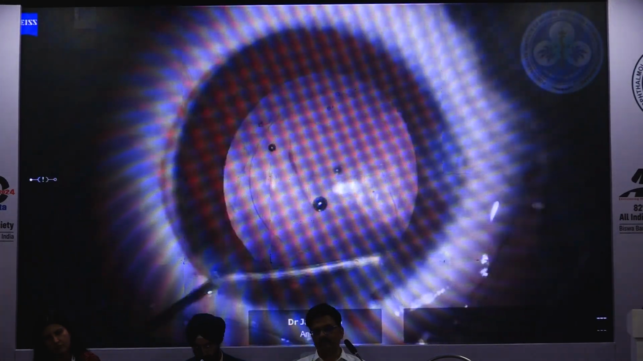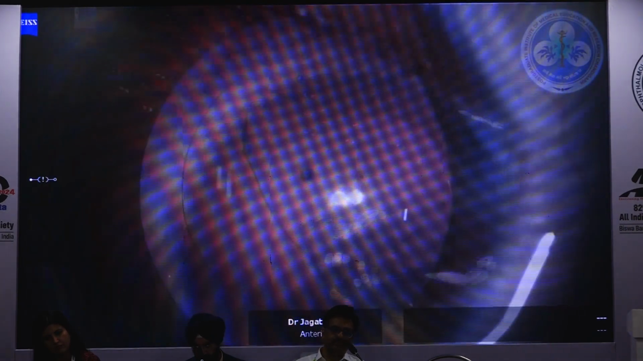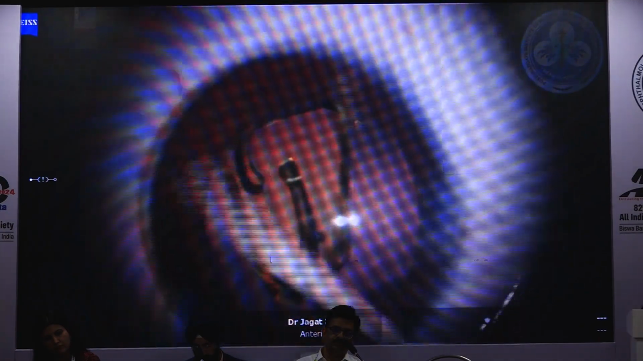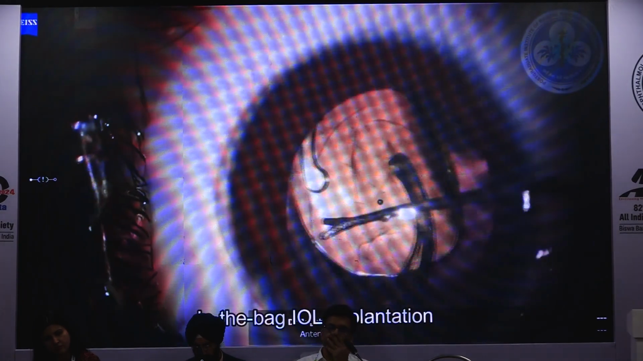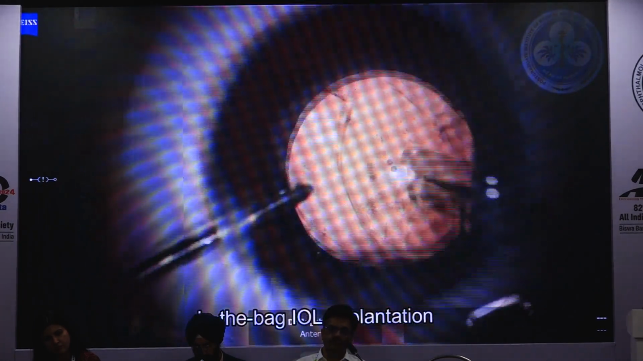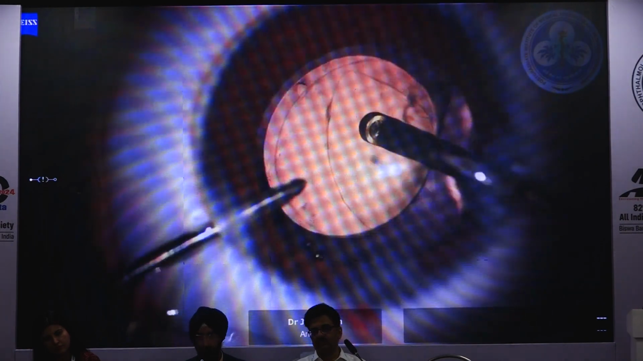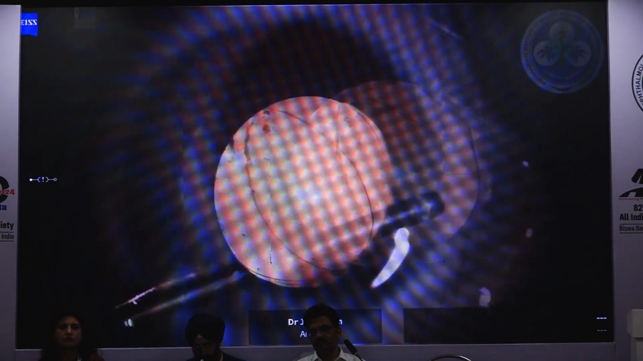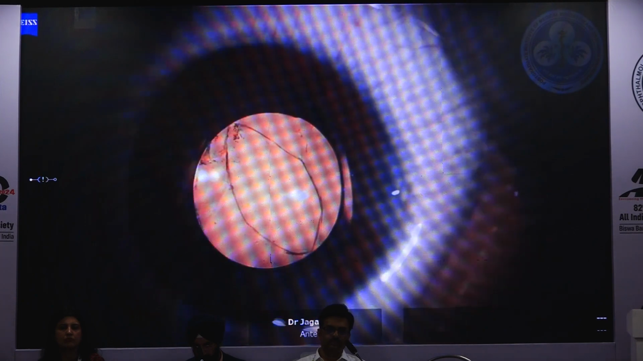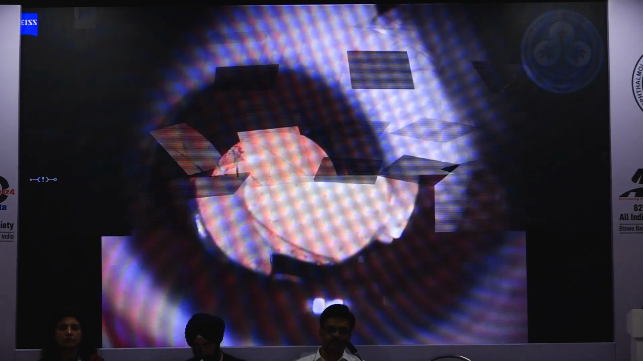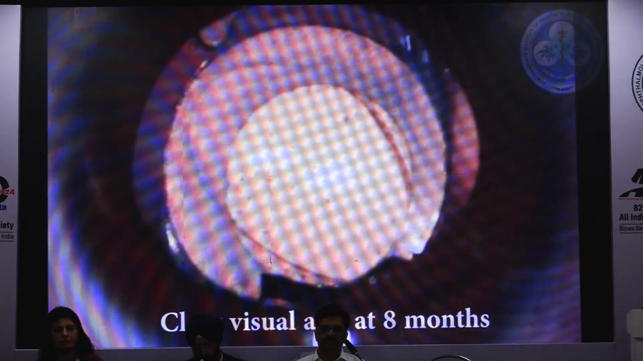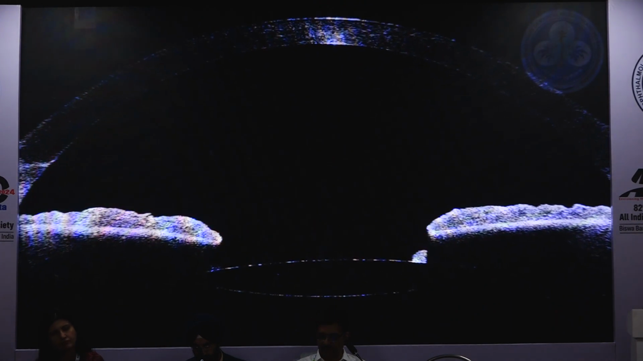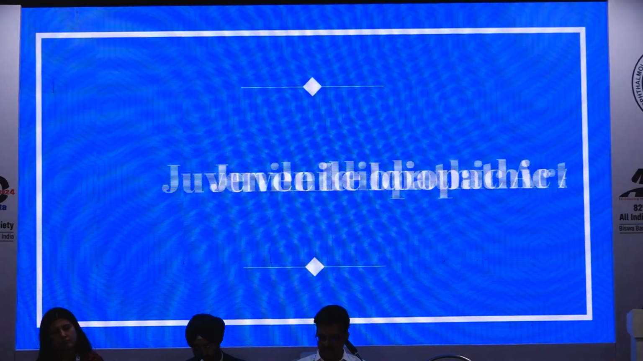So as anticipated, there was a posterior capsular tear, and IOL is implanted into capsular bag. And sometimes little traction may be there, vitreous traction, so that is removed. Best is detected by triamcinolone injection, and this is 8 months later, clear visual axis, and this is IOL position by anterior segment OCT.